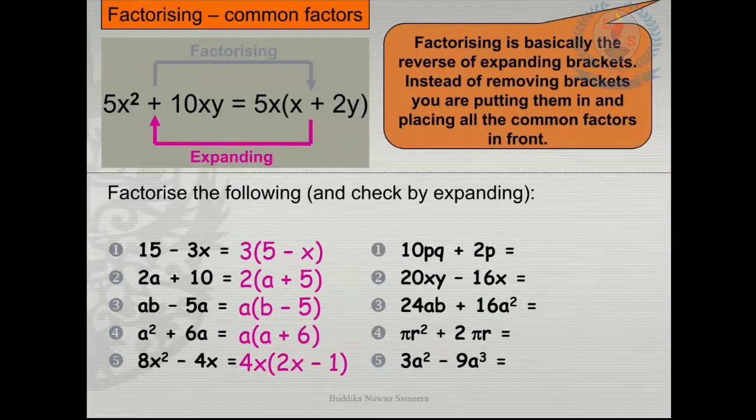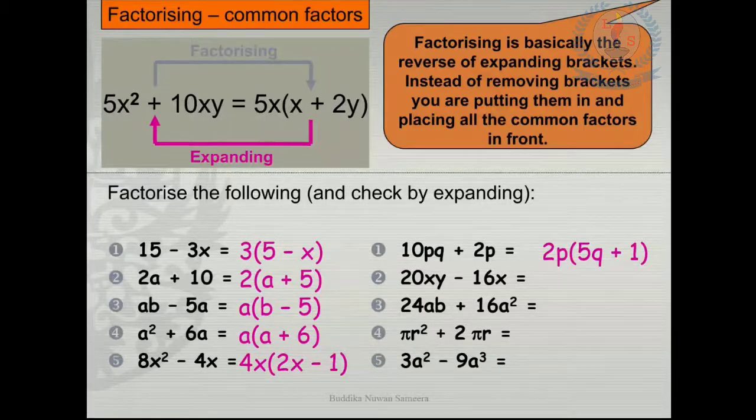When you take 2p out from 10pq, the answer is 5q. And when you take 2p out from 2p, 1. So your answer should be 2p brackets. Inside the brackets, it remains 5q plus 1. By expanding, you can check whether your answer is correct or wrong. See the second one.